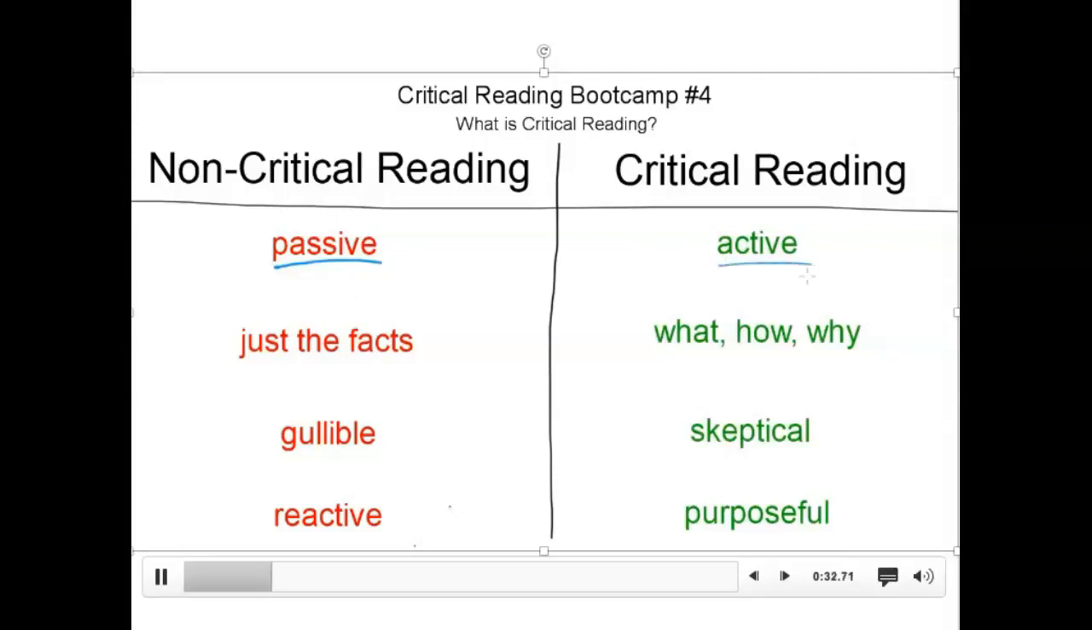Whereas critical reading is active. You're asking questions of it. You're underlining. You're trying to relate it to other things that you're reading or thinking about. So you're doing something with it. It's being active. Non-critical reading is really mostly concerned with the facts. What are the facts? What is true? Right, what does this passage say? It really pretty much takes what the passage says on face value, whatever it is you're reading.